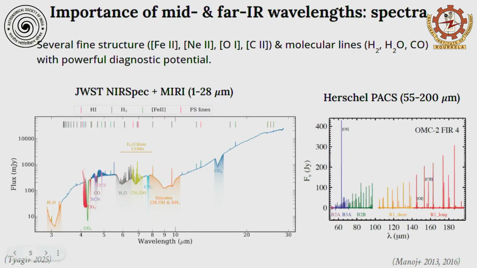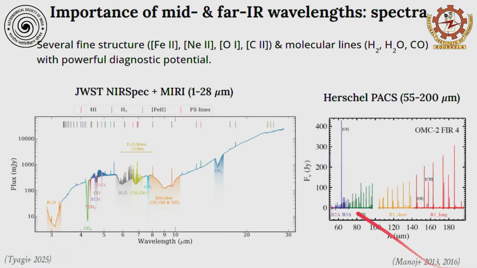In addition, you see a bunch of lines here. This is a water ice feature, and this is the methanol ice. These are water lines, ro-vibrational lines of water from vibrational state 1 to 0. And this bunch of lines that you see here are the R and P branches of the carbon monoxide ro-vibrational fundamental 1 to 0 transition. So the spectra are extremely rich.